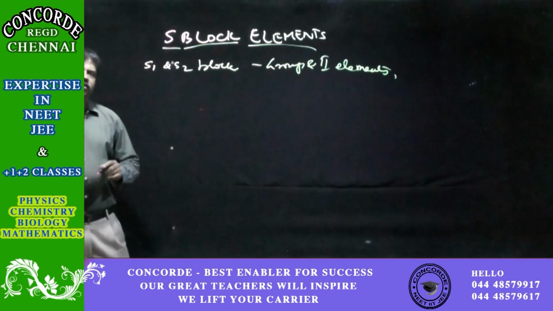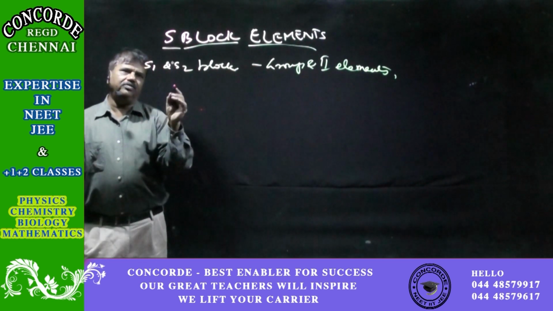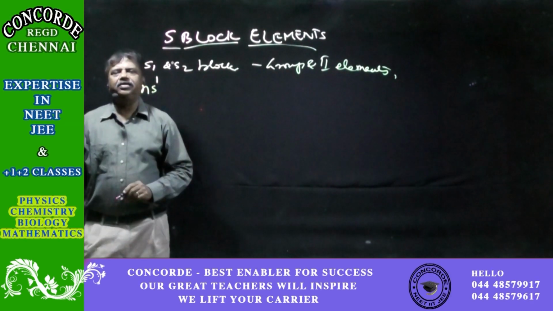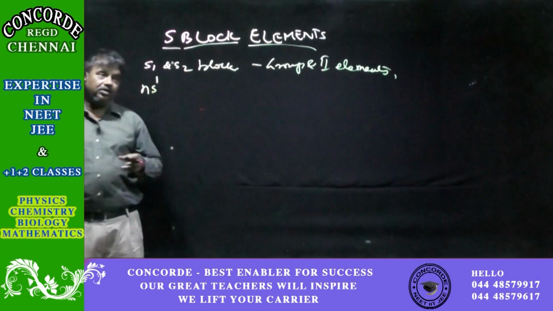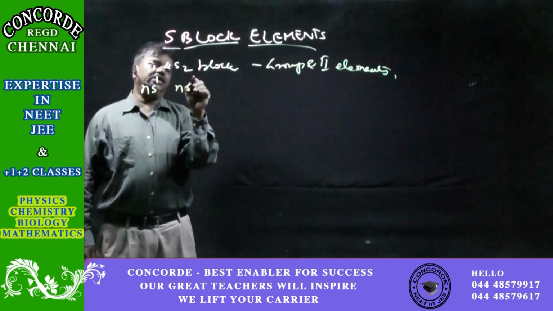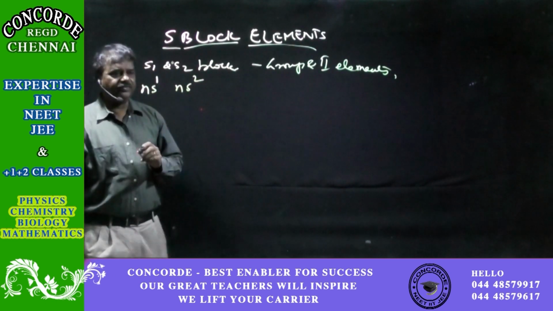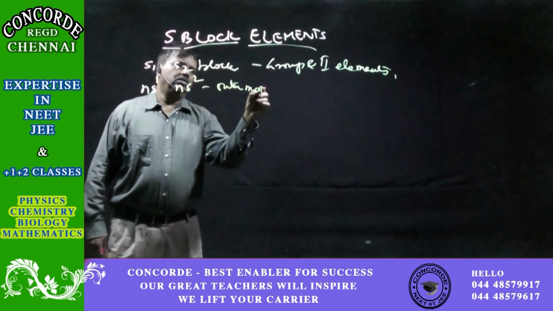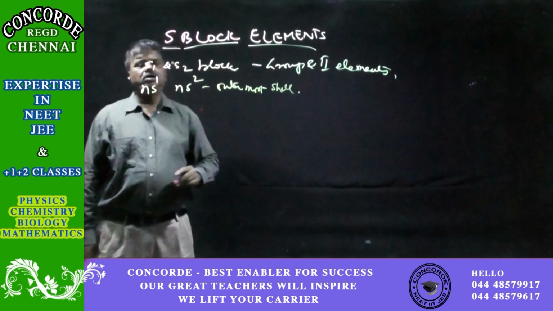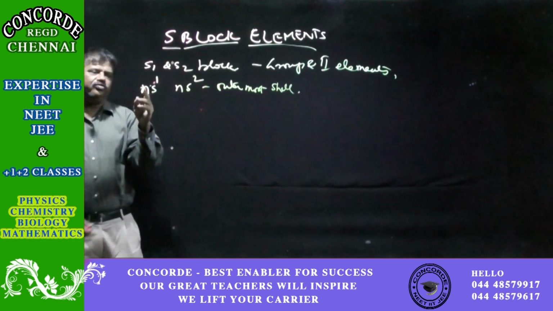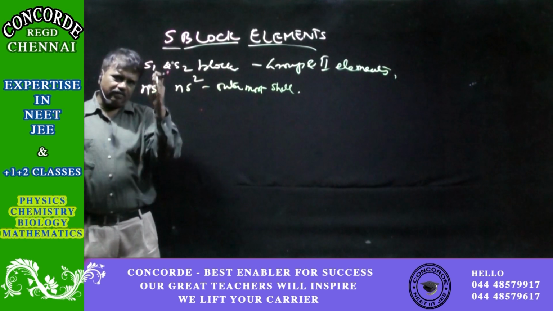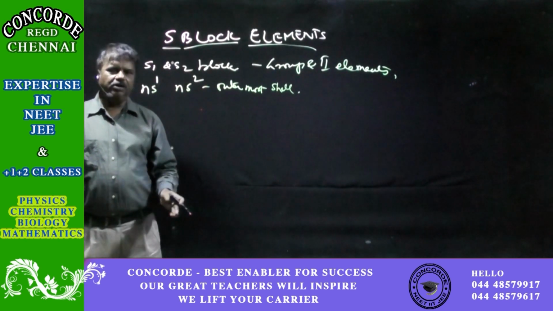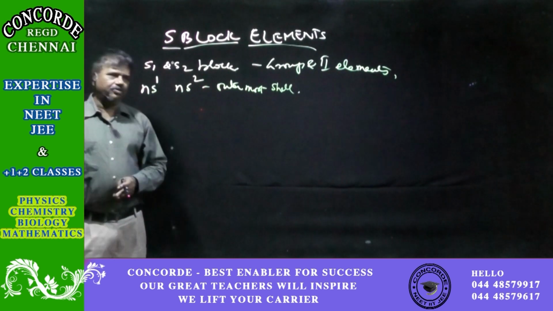Since it is s1, s2, what it means is that the last electron enters the s orbital, and there is one electron in the outermost s orbital. And here the last electron enters the s orbital and there are two electrons in the outermost shell. Because of their outermost shell having one electron, the s1 block will have similar properties, and since the group 2 elements have two electrons in the s orbital, they will also have similar properties.